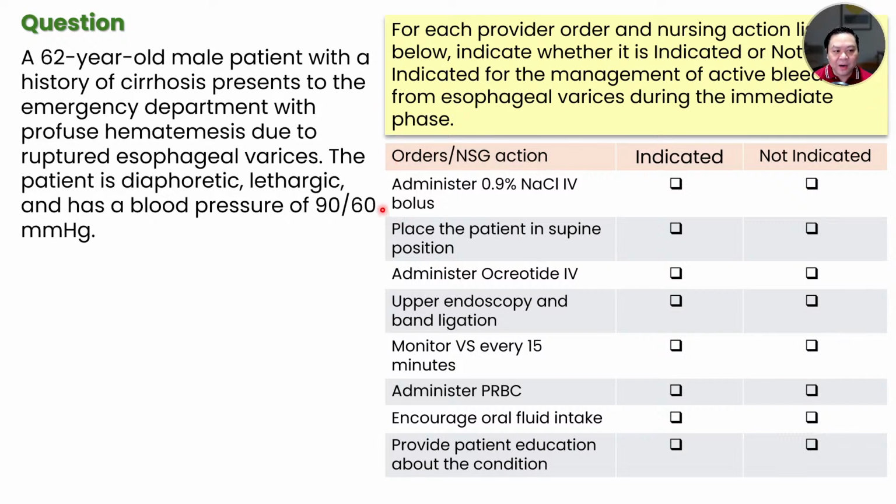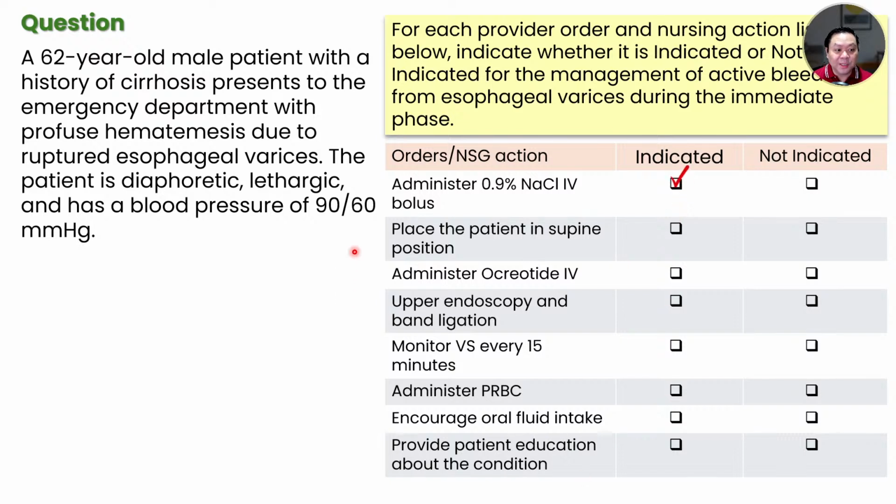So we have our first row, administer 0.9% sodium chloride IV bolus. What do you think about that? This is going to be indicated. We know that our patient here will be requiring some volume resuscitation to help stabilize the patient's blood pressure. And we know that with this condition, it can really cause a significant blood loss. So the correct answer here is indicated.